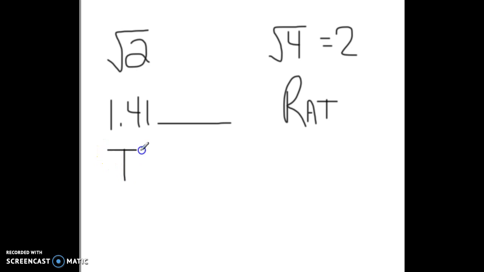It is irrational. Okay, so square roots that work out, they're rational. They come out a whole number, they're rational. Square roots that don't come out a whole number, they end up being some kind of decimal that goes on forever and ever and never ends and never repeats, they're irrational. So take a few minutes, study the definitions. It's not really that hard to do.